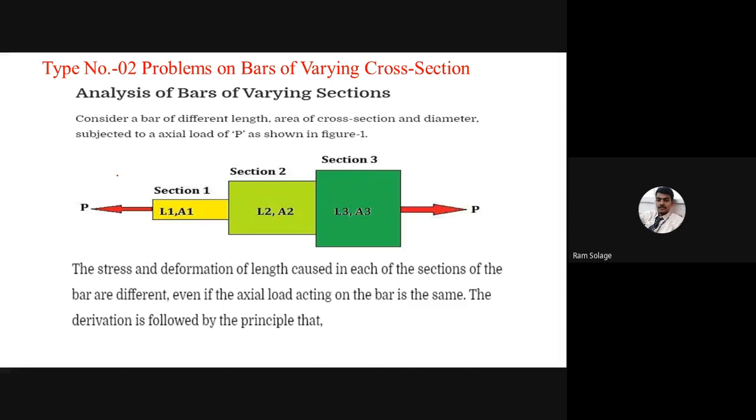After the diagram, write: Consider a bar of different length, area of cross section, and diameter subjected to axial load P as shown in the figure.